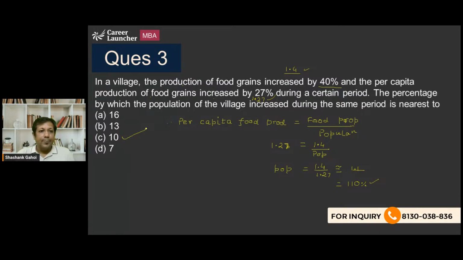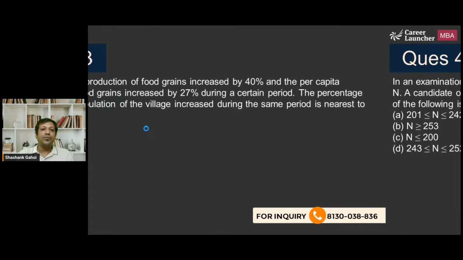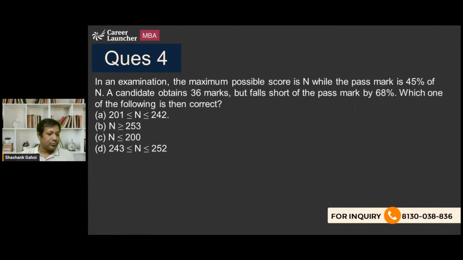Okay. Now I'm moving on to the next question. What does it say? Okay. Anyone who has any doubt at any point of time, just write a message in the chat box, and I'll respond accordingly. Now what does it say?